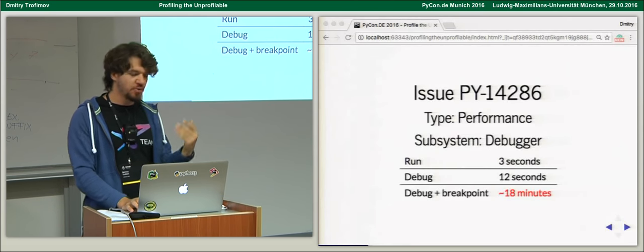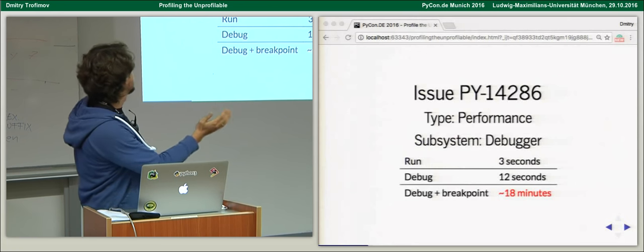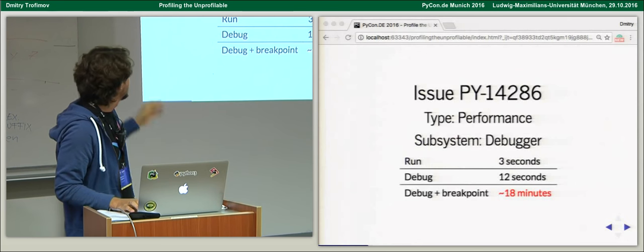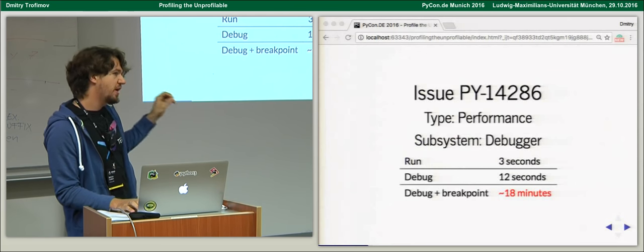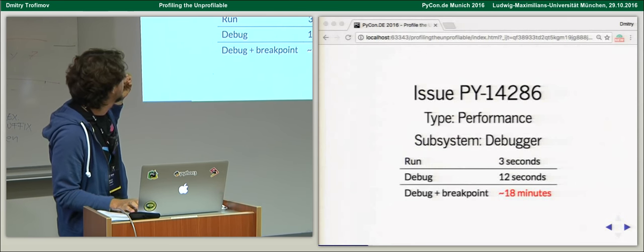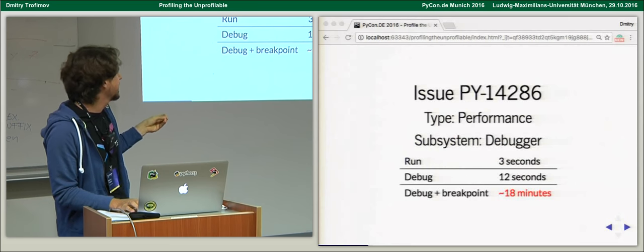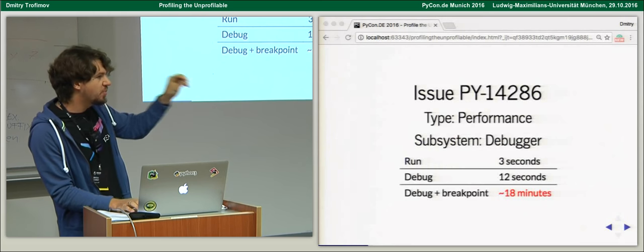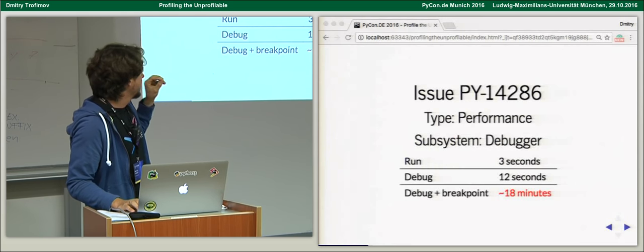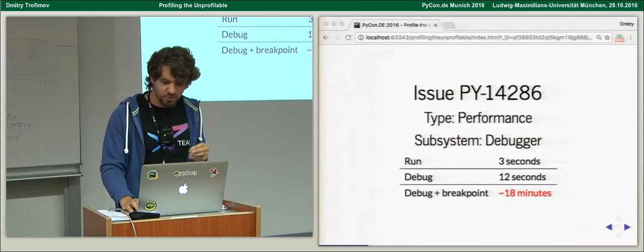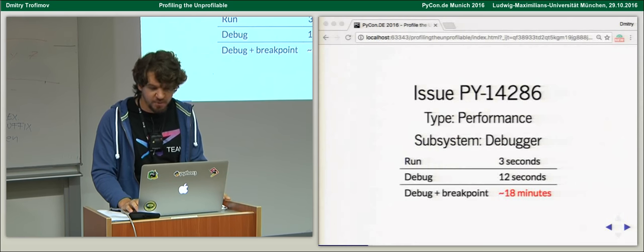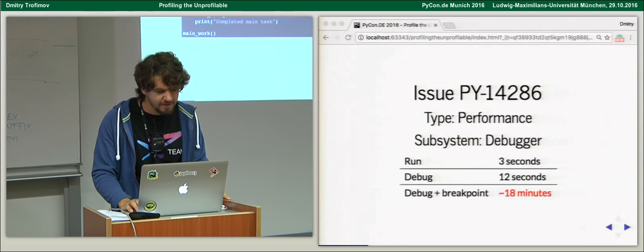So let's go to our ticket. If we structure it, it looks this way. Our ticket is a performance problem, subsystem debugger. If we run the code sample, it runs for 3 seconds. If we debug it, it runs for 12 seconds. But if we put a breakpoint inside the function, then it runs for 18 minutes. That is unacceptable, and we need to do something about it.